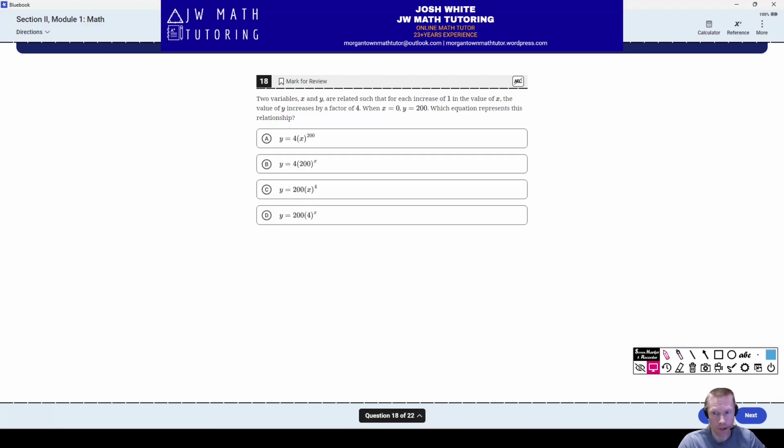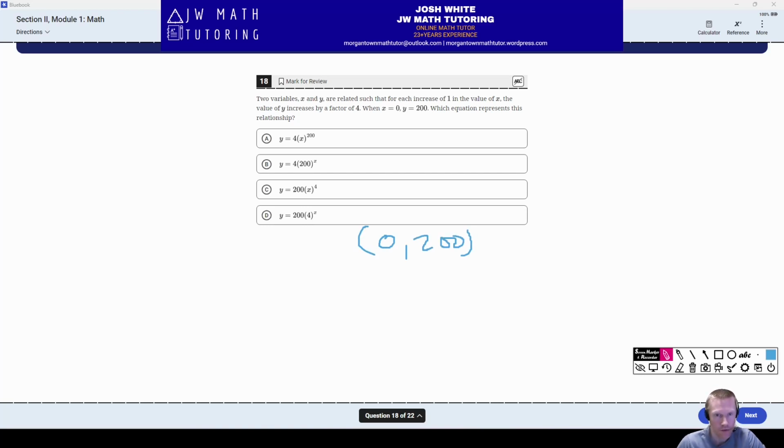Next up, question number 18. So here, basically what's happening is you have x increasing by 1 and y is increasing by a factor of 4. All right? And you also know that this function goes through the point (0, 200).